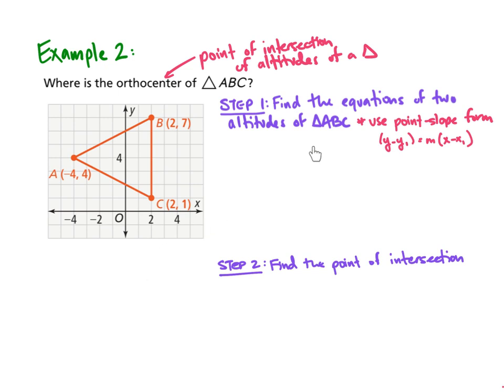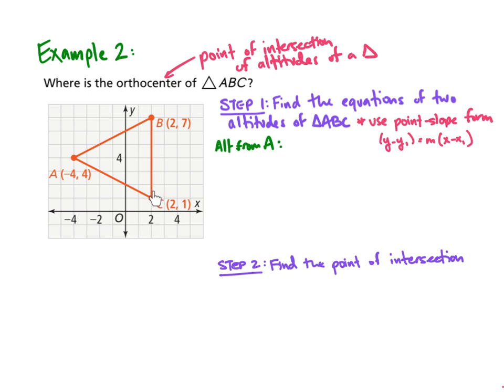So the first thing I'm going to do is find the equation of the altitude that goes from point A over to segment BC. I'm going to note that the altitude from A is what I'm dealing with here. So let's first think about the slope of that altitude. We know that altitudes are perpendicular to the opposite side, so it's going from A over to segment BC, and it's going to be perpendicular to segment BC.